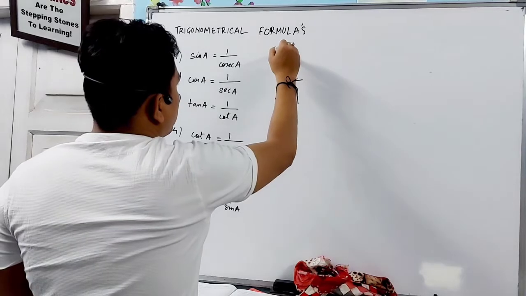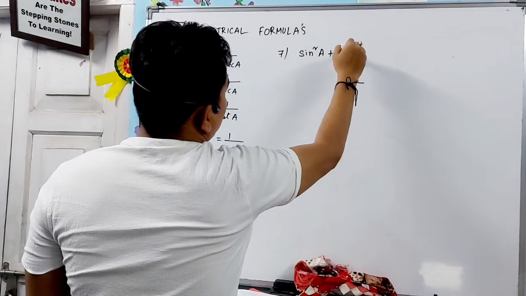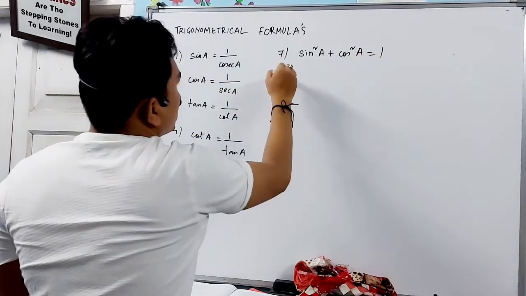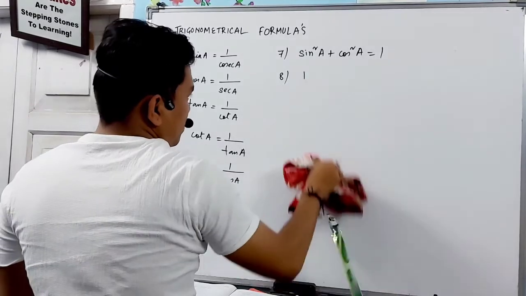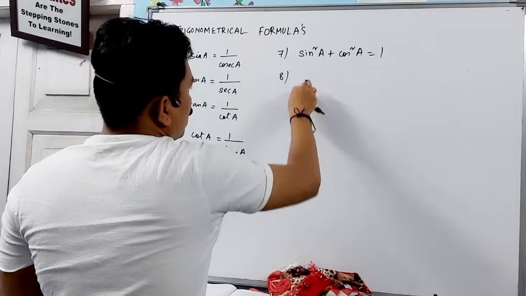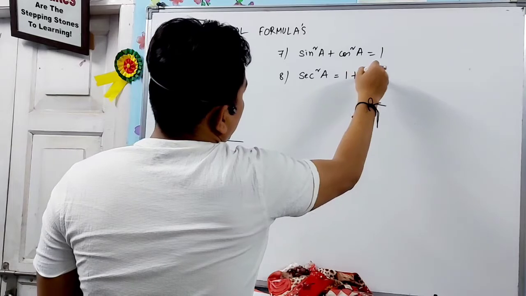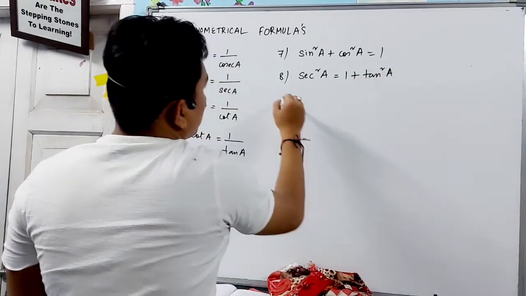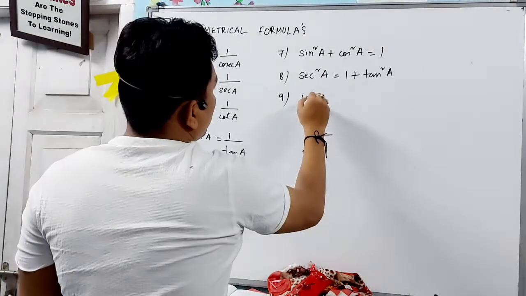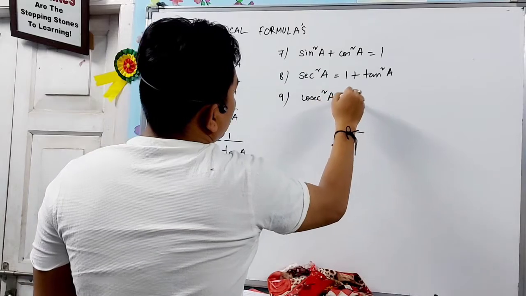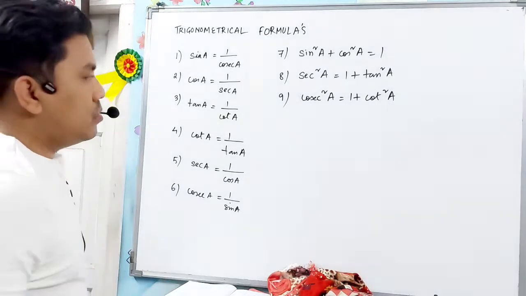The next formula is sin square A plus cos square A is equal to 1. Number 8, sec square A is equal to 1 plus tan square A, and number 9, cosec square A is equal to 1 plus cot square A. Okay, 2 more formulas are there.